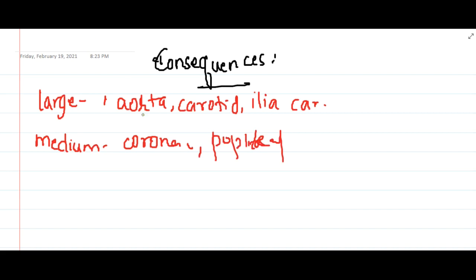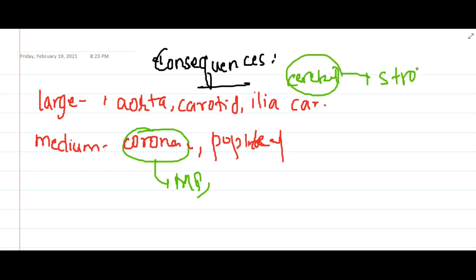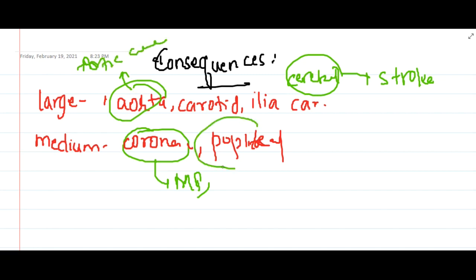If it involves the coronary arteries of the heart, it can lead to myocardial infarction. If it involves any type of cerebral arteries, like the carotid artery, or even smaller ones like the anterior cerebral artery and posterior cerebral artery, it can cause stroke. Involvement of the aorta can result in aortic aneurysms. Involvement of popliteal arteries or any peripheral arteries can cause peripheral vascular diseases. So all these are the major consequences of atherosclerosis.